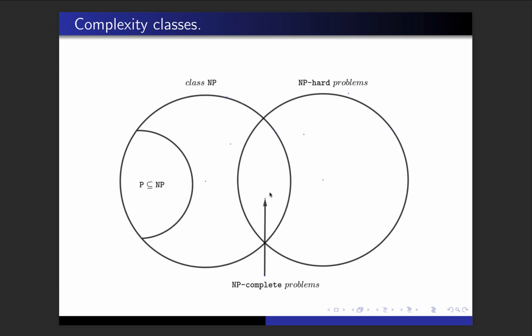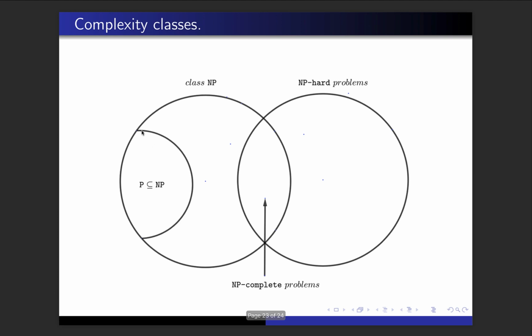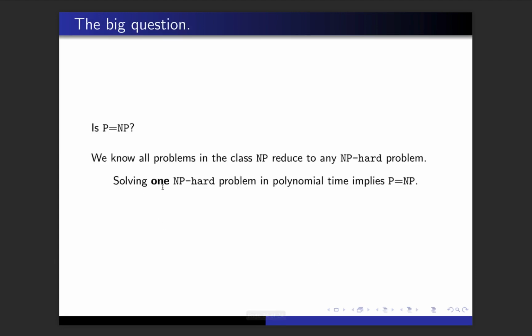And now, to conclude this video, what does it mean for P to equal NP? This big question that we have been hearing computer science people talk about since we were babies. Well, the question is: is it true that every problem in the class NP can be solved in polynomial time? We don't know that yet. But we do know now that if I solve one NP hard problem, just one, using the reductions, we can solve every problem in the class NP also in polynomial time. So solving one NP hard problem in polynomial time implies that P is equal to NP. That is the big question.